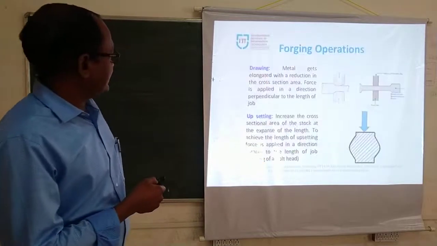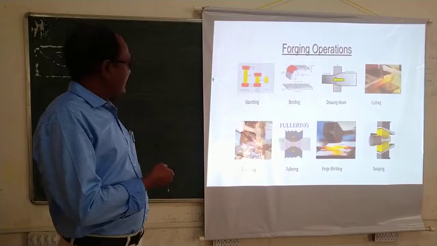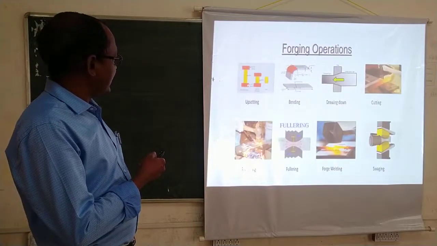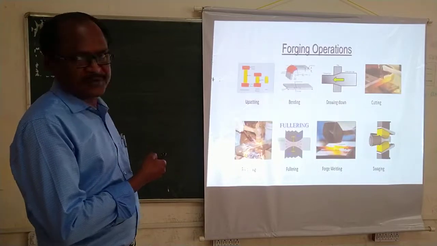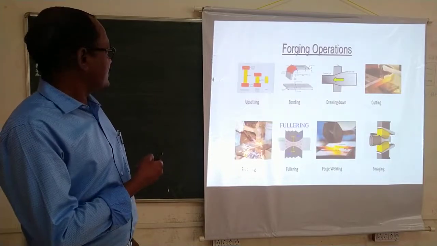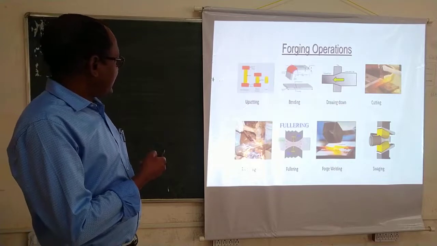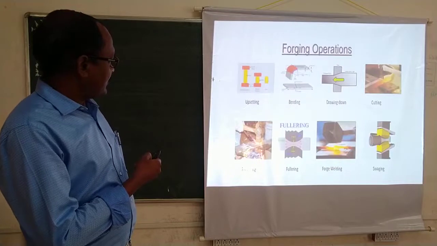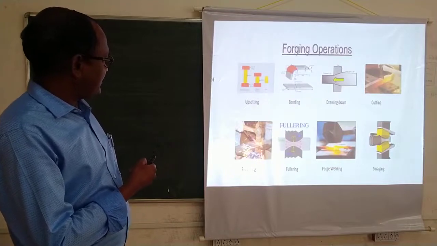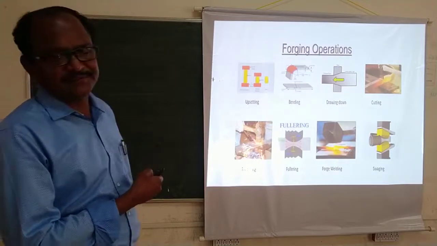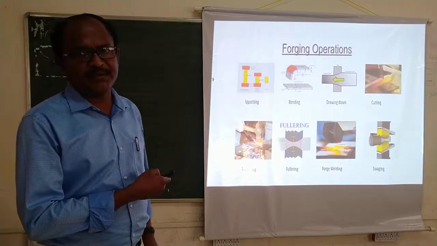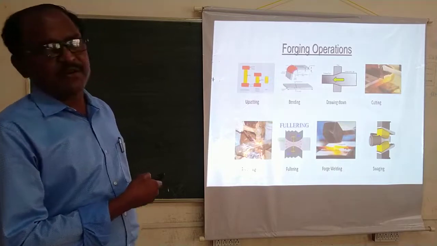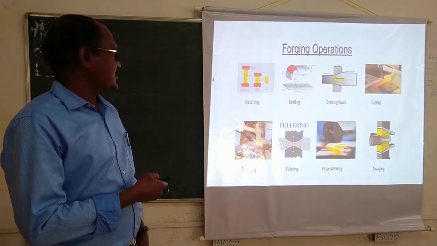First one is upsetting. Upsetting means, this red color indicates the two dies, and this yellow color is the workpiece. You are holding the workpiece in between these two dies. This is the first stage, this is the second stage, this is the last stage, suppose. So what you are doing in this case, you are reducing the length of the workpiece and increasing the cross-sectional area of the workpiece. Its length is reduced and cross-sectional area increases, then that operation is called an upsetting forging operation.